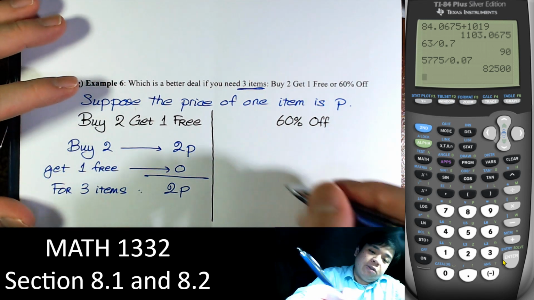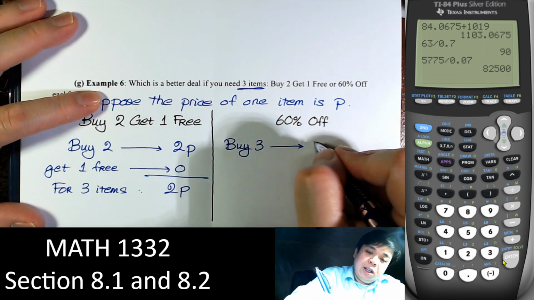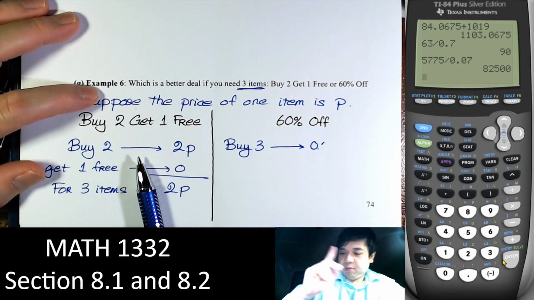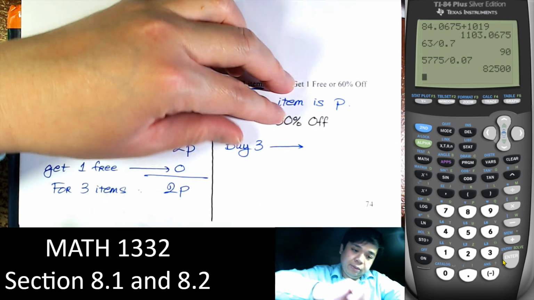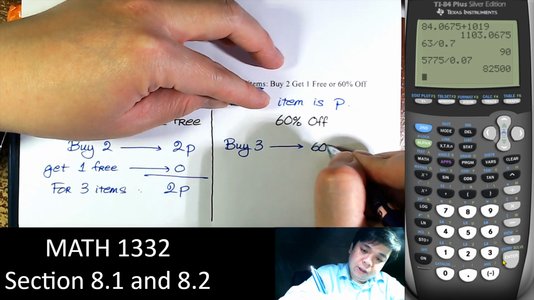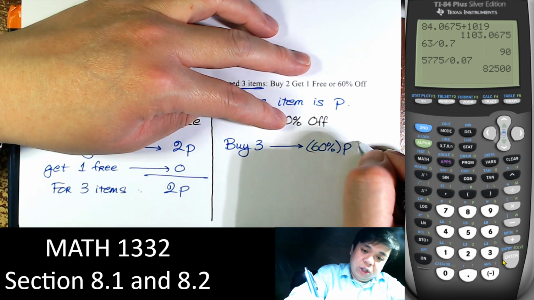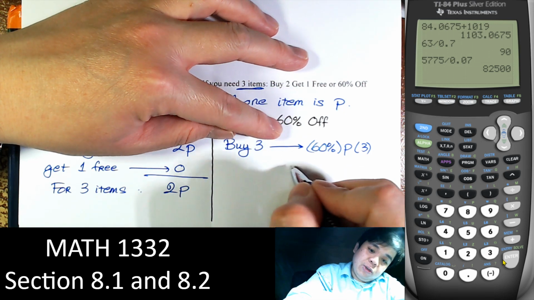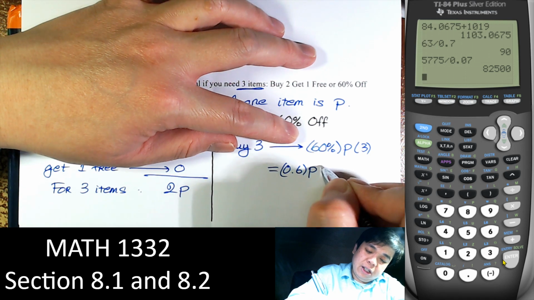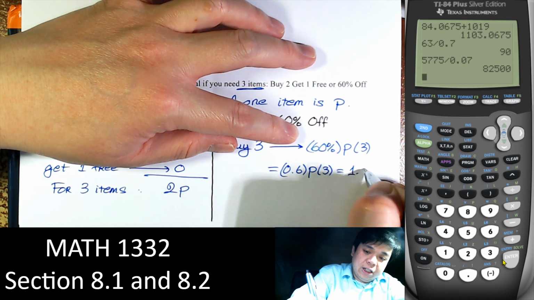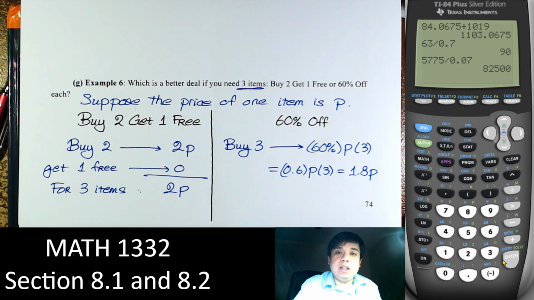Now 60% off. If we buy 3, we pay 60% off, meaning we have 0.6 times p. And then of course we times 3 to buy 3 items. So that gives us 0.6 times p for 1 item times 3. So that is 1.8p. So it doesn't matter what p is. 1.8p is smaller than 2p. So this is a better deal.